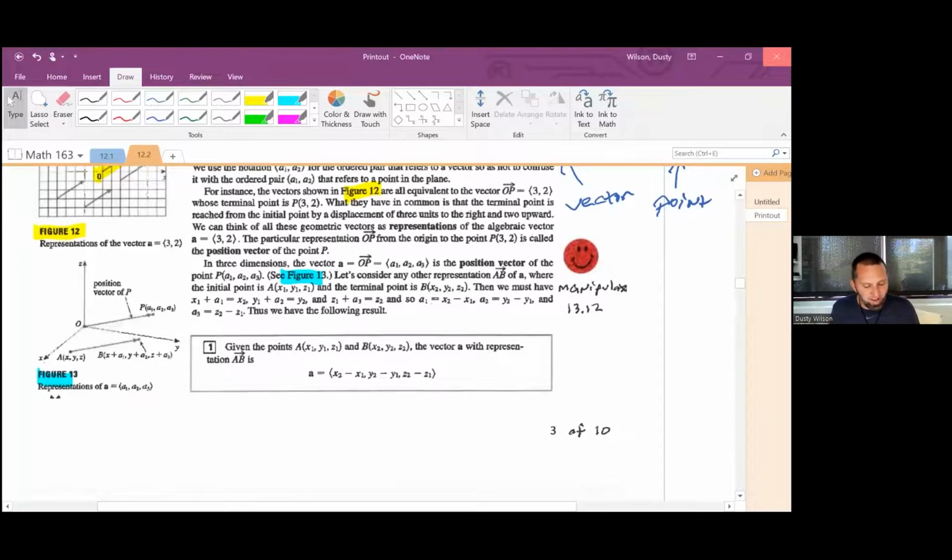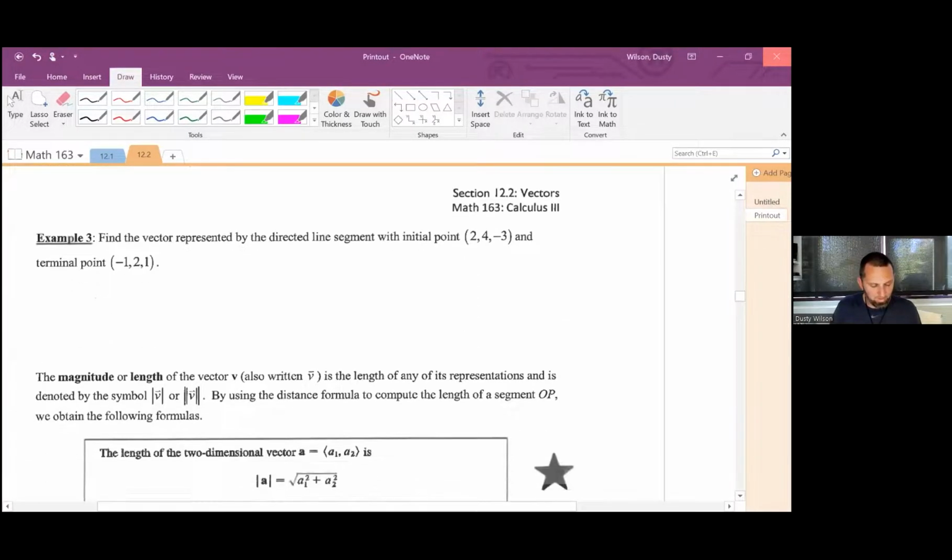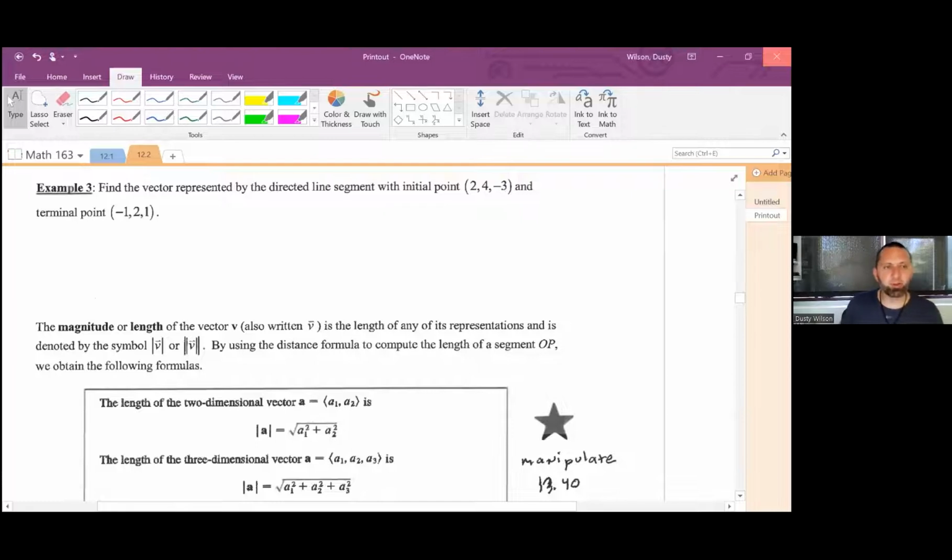Given the points A equal to (x1, y1, z1) and B equal to (x2, y2, z2), the vector a with the representation AB is a equal to ⟨x2 minus x1, y2 minus y1, z2 minus z1⟩. You'll notice that what you have here is the difference: the difference in the x values, comma, the difference in the y values, comma, the difference in the z values. It looks complicated. It's not actually that difficult. Just give it a little bit of time. So let's do an example. I think this should make it clear.